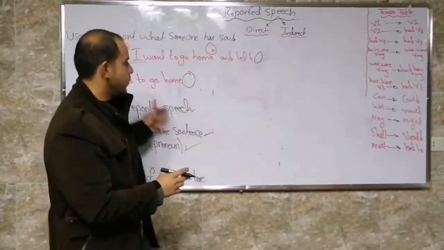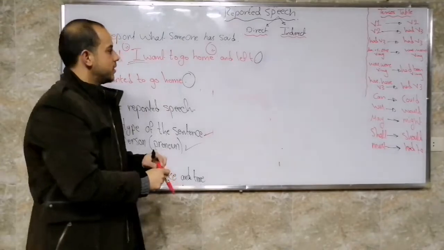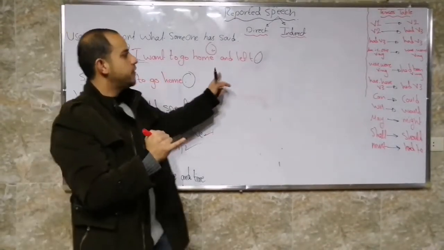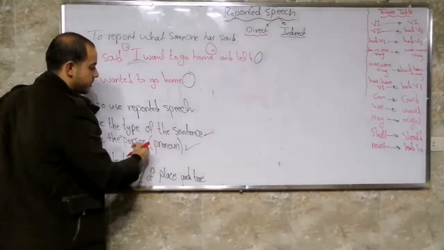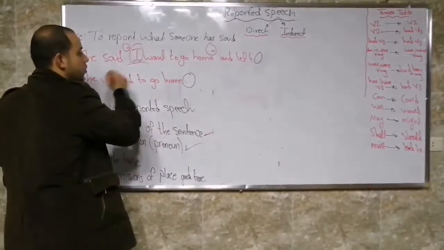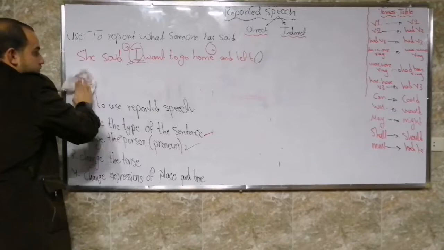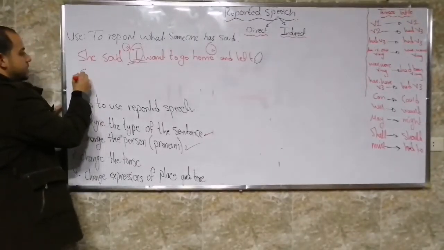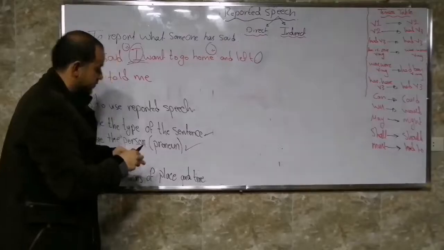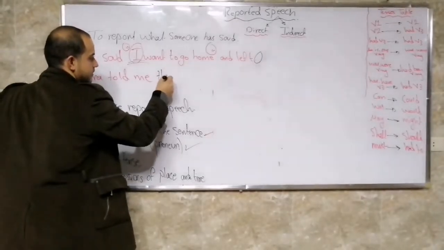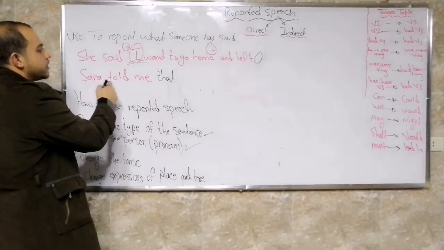Okay, let's see what we have here. This is the sentence. Someone said, "I want to go home," then left. Okay, the first step is to define the type of the sentence, and you can notice here that this is a statement. Then I change the pronoun. Here we have I. Sarah told me that. "That" is an optional one, so you can write it or you can leave it. Okay, anyway, Sarah told me that.